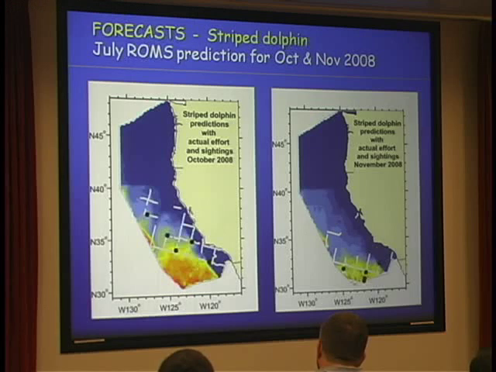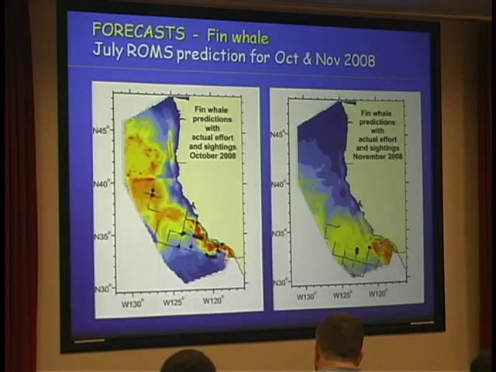So we can see that the striped dolphins were seen in the warmer colors and on the edge of those, and not in the blue colors where we have lower prediction. Similar plot for fin whales. Again, the survey tracks didn't go everywhere that we had high predictions, but most of the sightings were in areas of relatively high prediction. And in the areas where you see the blues and the cooler tones, we tend not to have sightings.